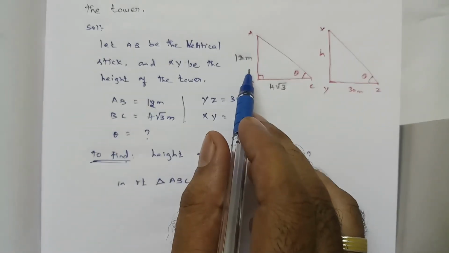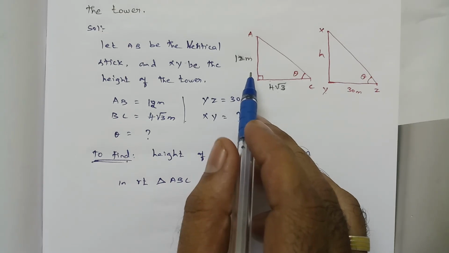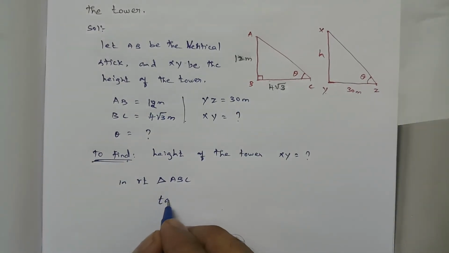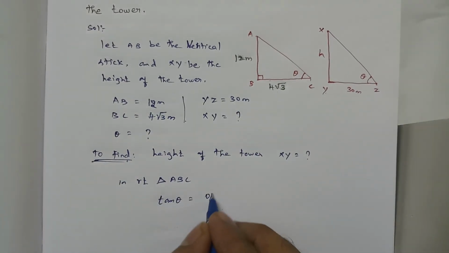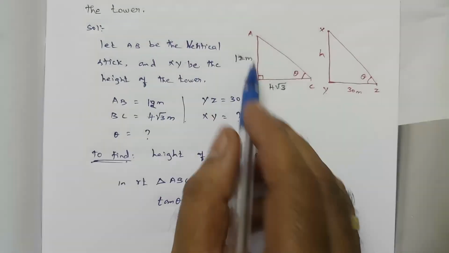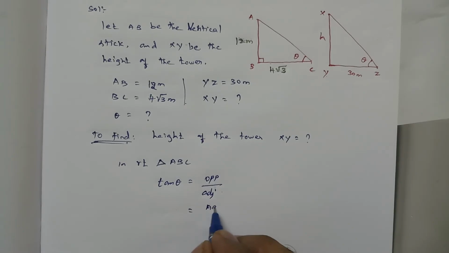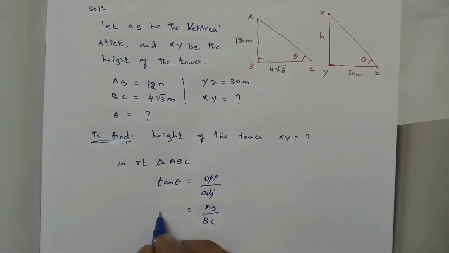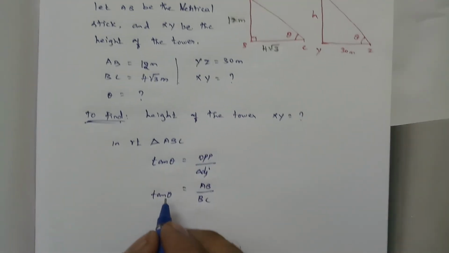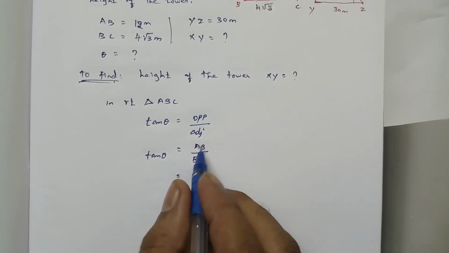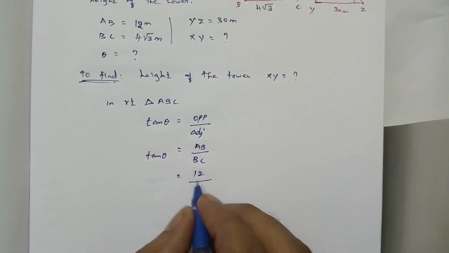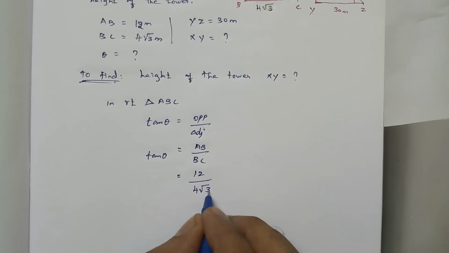So which trigonometry ratio am I going to use? Tan theta. Tan theta is equal to opposite side divided by adjacent side, right? So what is the opposite side? Opposite side is nothing but AB. So AB divided by BC. Tan theta is equal to AB divided by BC. So what is the value of AB? AB is 12 meter and BC is 4 root 3 meter, right?